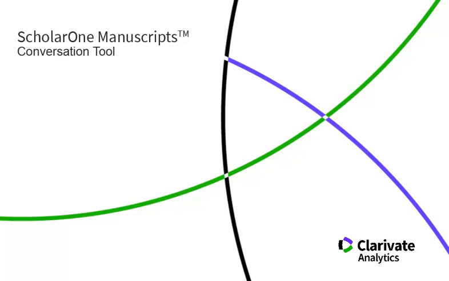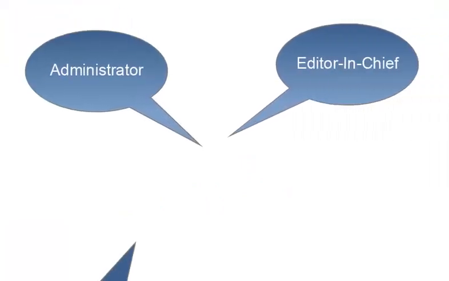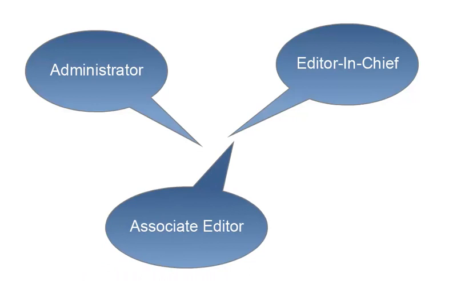Introducing the ScholarOne Manuscripts Conversation Tool. The Conversation Tool allows for collaboration by the admin, EIC, and other editor roles based on configuration. This is a way to allow for conversations outside the normal workflow of a site. It can be used for board meetings or just when a second opinion is needed.